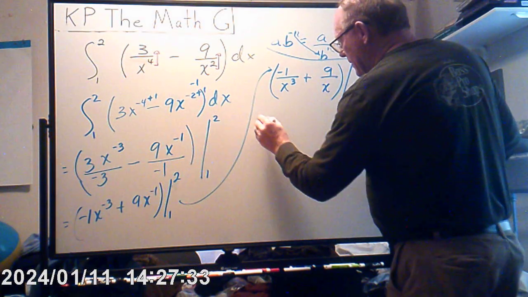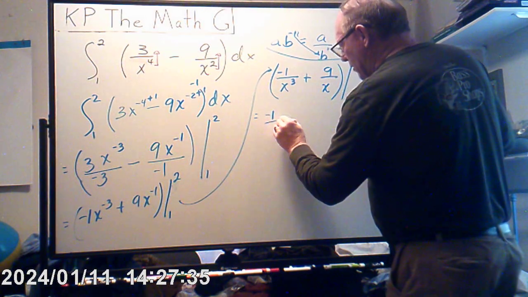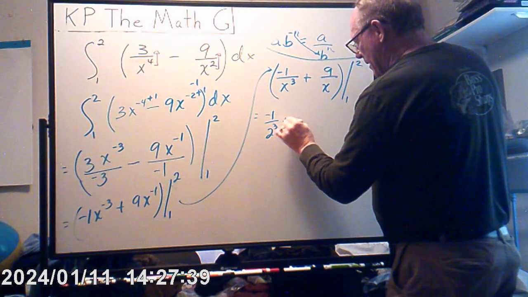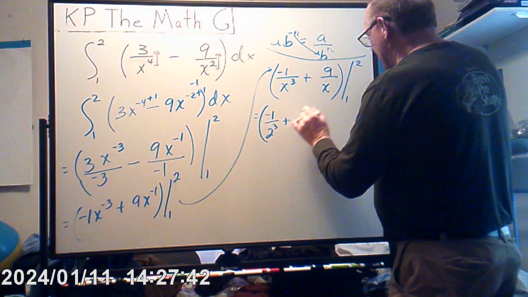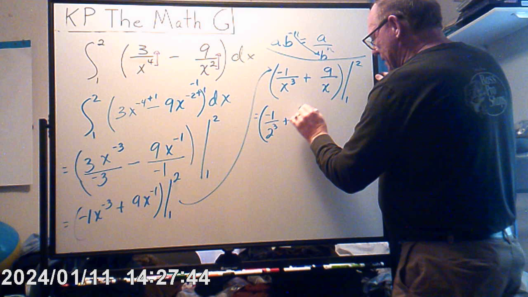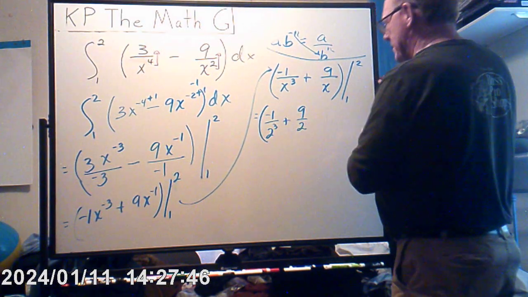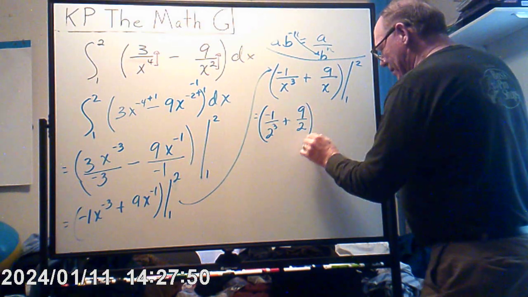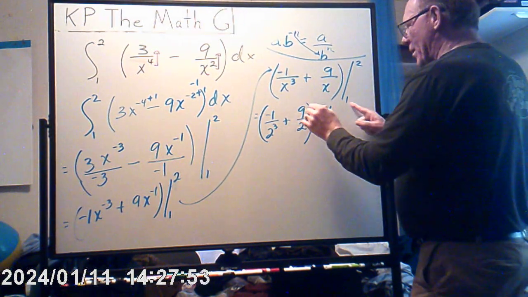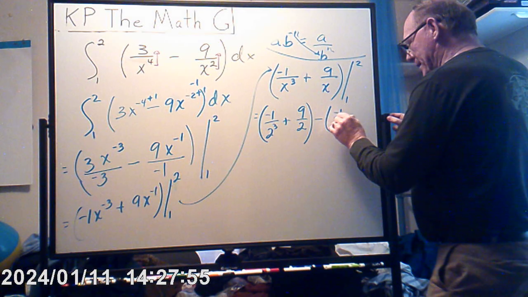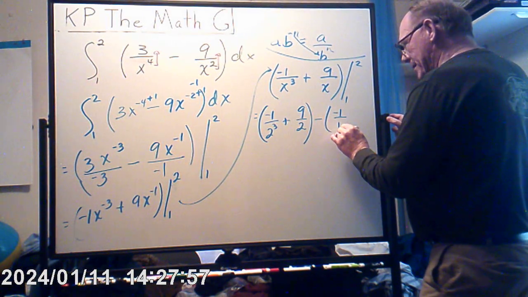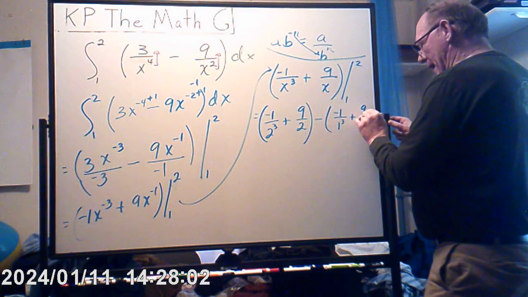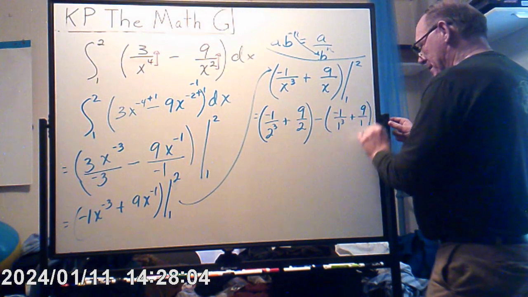Alright, let's do this now. Negative 1 over 2 cubed, plus, and remember, put that in first, 9 over 2, like that. And then we're going to minus that with 1. So negative 1 over 1 cubed, plus 9 over 1.